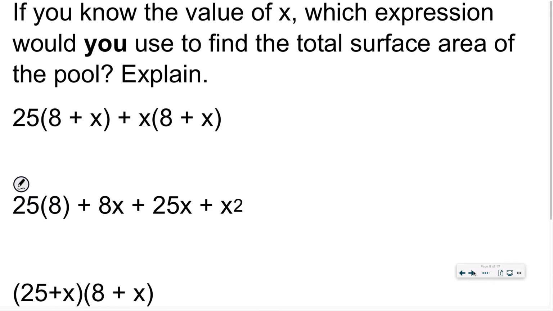Okay. There's no right or wrong answer here. If you knew the value of x, which one would you use to get your value? It's just your opinion. Which one is easier for you to work through if you know the value of x? What do we think? If you know that x is, let's say 10, which one would you use? Luz, which one would you use? The last one.